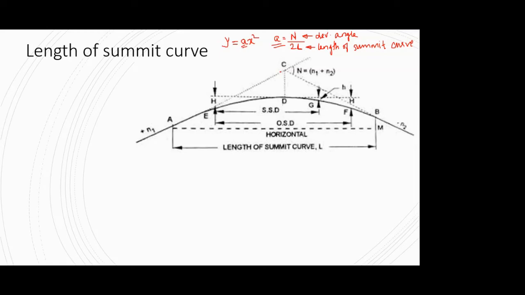So the logic that we use in designing a summit curve is we should have sufficient sight distance available, because again, if you see in this figure also, what we have considered is an up gradient of plus n1 followed by a down gradient of minus n2. So this becomes our summit curve type C, which we had seen.